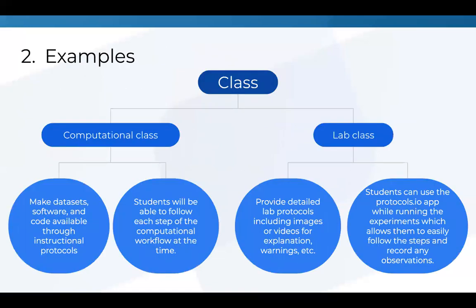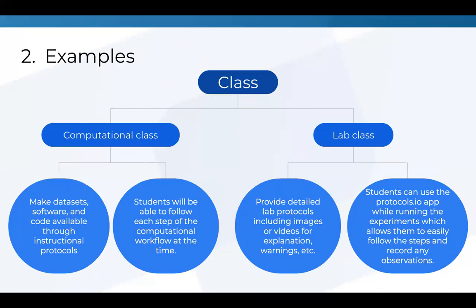Here are two examples of classes that would be good for Protocol.io usage. One is a computational class, another one would be a lab class. For the computational class, you can make datasets, software, and code available through instructional protocols. And the students will be able to follow each step of the computational workflow one at a time.